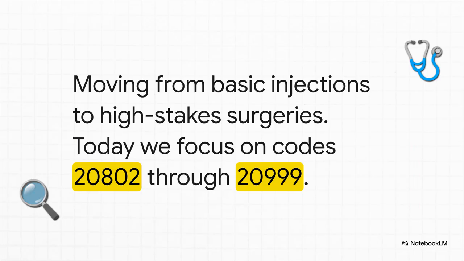First, let's ground ourselves in the CPT book. We're moving away from those basic injections and wound explorations we covered previously, and we're heading straight into some seriously high-stakes surgical procedures. Today, we're locking our focus specifically on codes 20802 through 20999. This is where medical coding gets incredibly intricate, and precision is just absolutely everything.